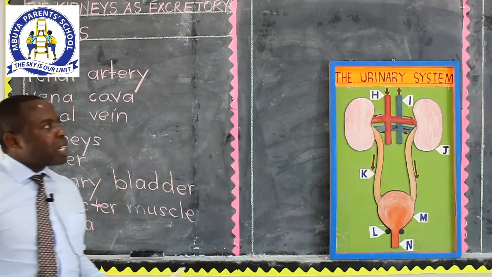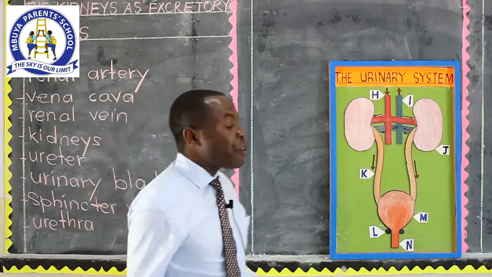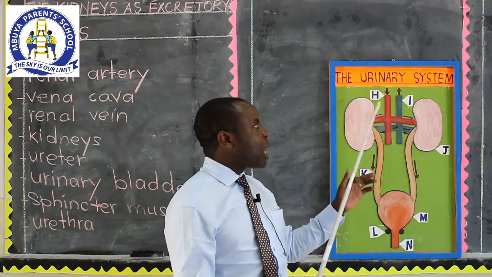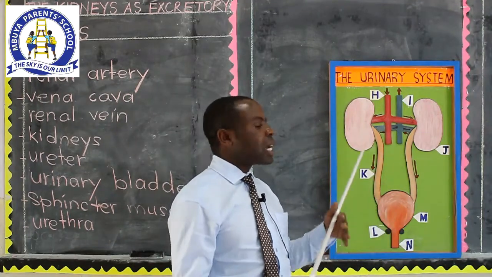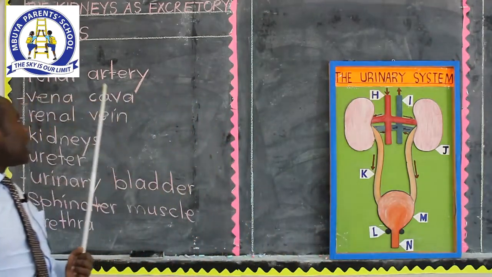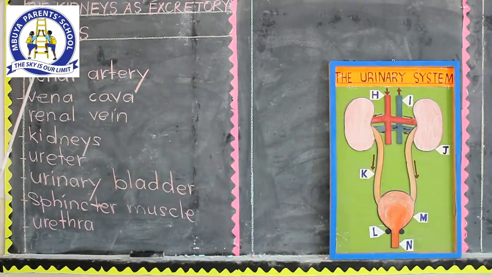Now, those are the parts that form the urinary system. And remember, we are talking about the kidneys. But we are looking at other parts because the kidneys cannot work alone. So we have got those parts, and we have to read the words. We have got aorta, renal artery, vena cava, renal vein, kidneys, ureter, urinary bladder, sphincter muscles, and then urethra.